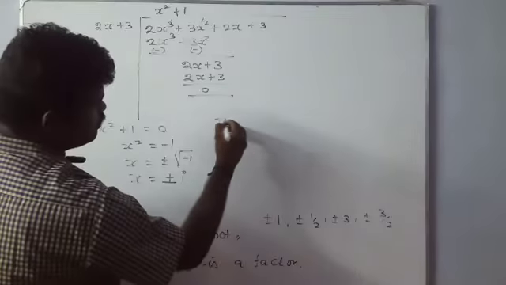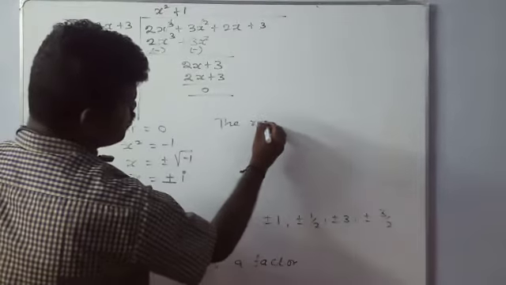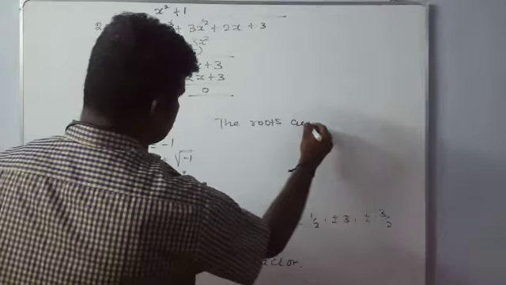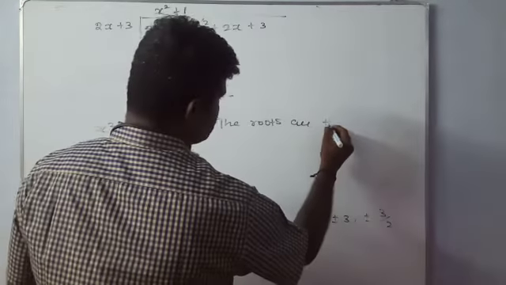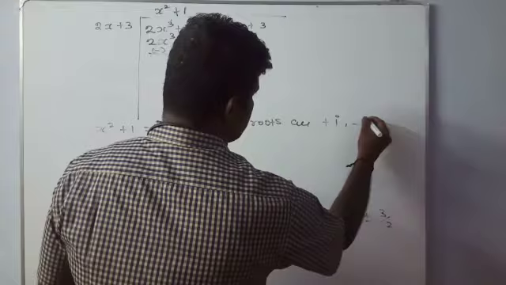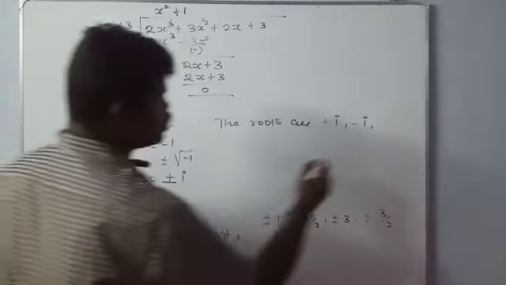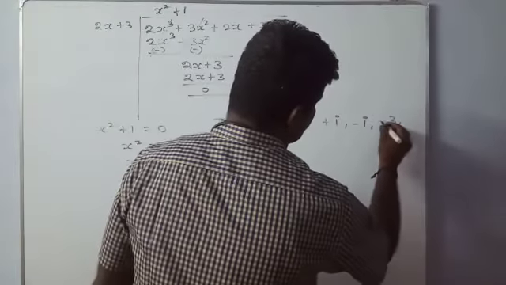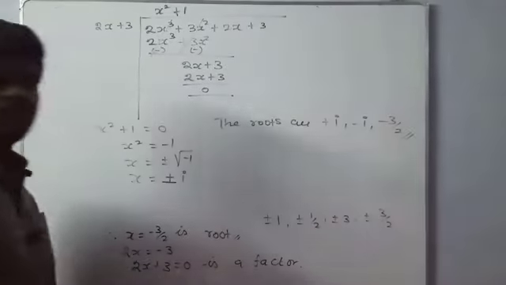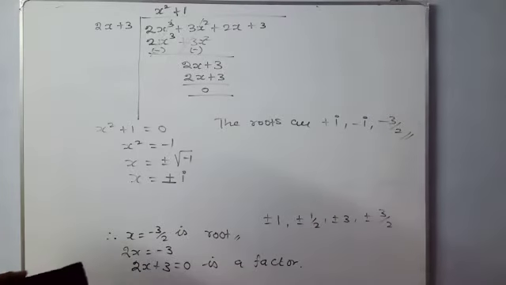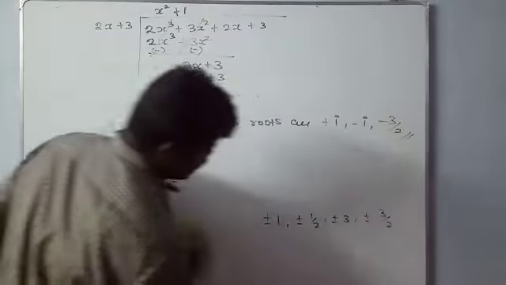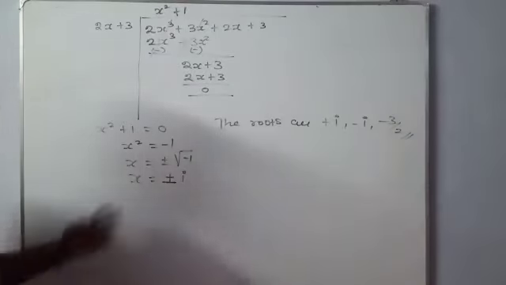So the roots are plus i, minus i, minus 3 by 2. So these are the three roots of the polynomial. Okay, refer to this one and we go to the next one.